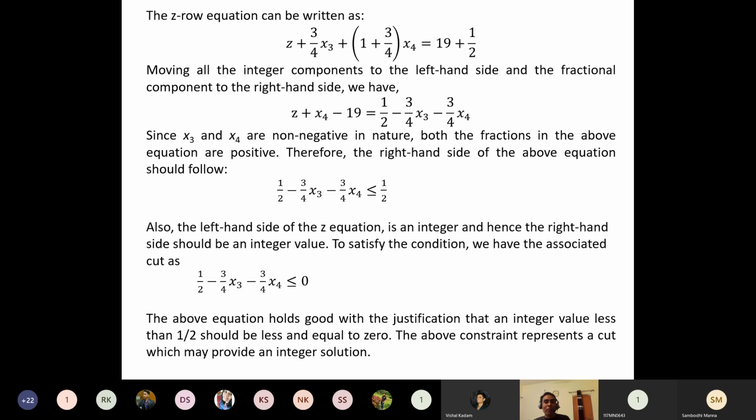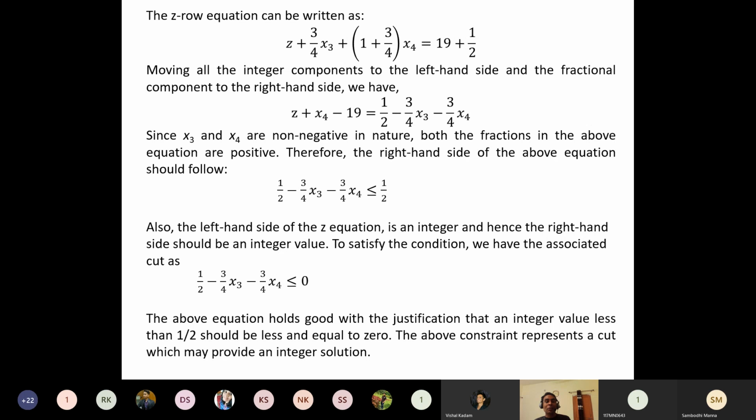So from this equation, we can derive that 1/2 minus 3/4 x3 minus 3/4 x4 should be less than or equal to 0. The above equation holds with the justification that an integer value less than 1/2 should be less than or equal to 0, because you cannot get more than 0 if you subtract any positive value from half. So the above constraint represents a cut, which may provide an integer solution.